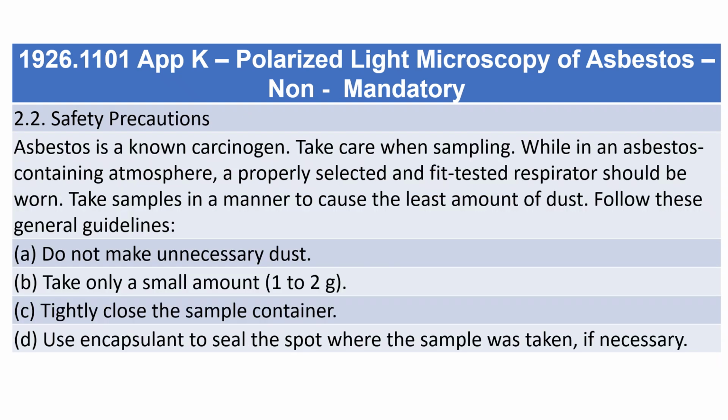2.2. Safety precautions. Asbestos is a known carcinogen. Take care when sampling. While in an asbestos-containing atmosphere, a properly selected and fit-tested respirator should be worn. Take samples in a manner to cause the least amount of dust. Follow these general guidelines. A. Do not make unnecessary dust. B. Take only a small amount, 1 to 2 g. C. Tightly close the sample container. D. Use encapsulant to seal the spot where the sample was taken, if necessary.